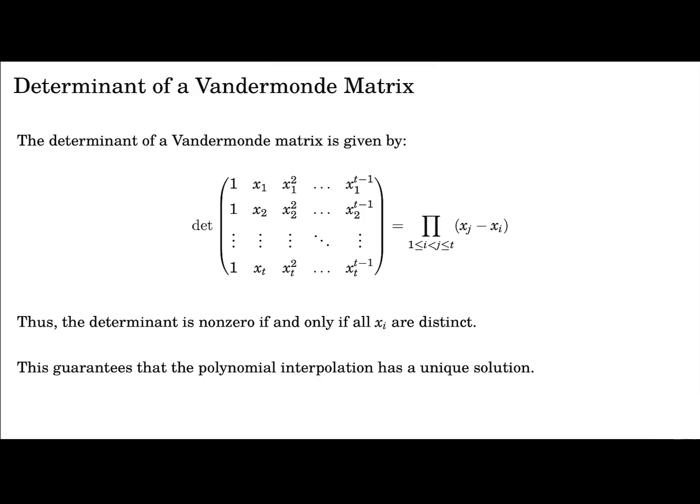Now, why is the Vandermonde matrix invertible? Well, you can show that the determinant of the Vandermonde matrix is equal to the product of the differences of the xi's. Since this product contains only one factor for every pair, the determinant is non-zero exactly when no two of them are equal. Remember that if the determinant is non-zero, then the matrix is invertible. So the matrix is invertible exactly when all the points x1 to xt are distinct.